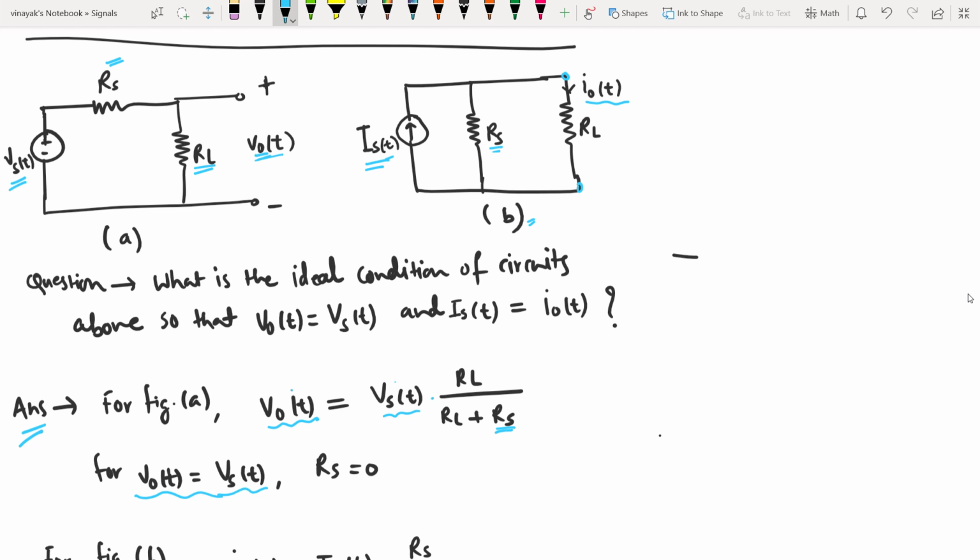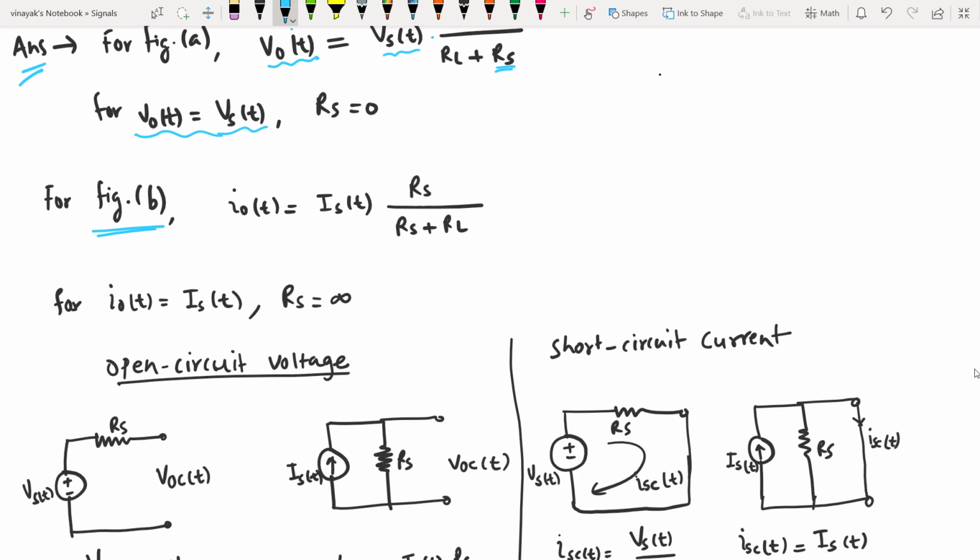If RS is equal to 0 here, in that case we can have the output voltage equal to the input voltage. Okay, as you can see here, the output current can be represented in terms of the input current multiplied by the ratio of these resistors. And if we want the output current to be equal to the input current, the resistance Rs has to be infinity. So again, in this ideal condition like we explained in the previous slide, if Rs is infinity, we can have the output current equal to the input current.